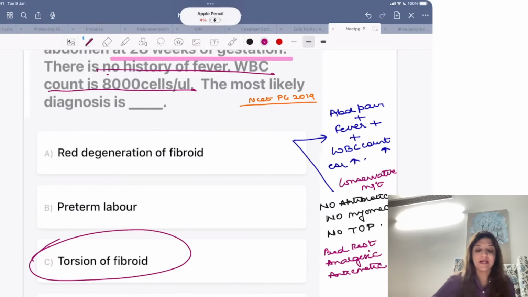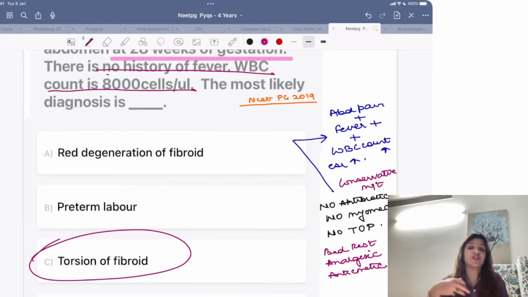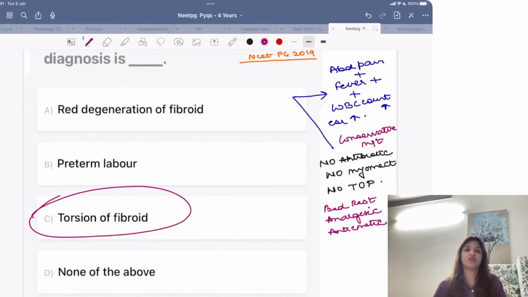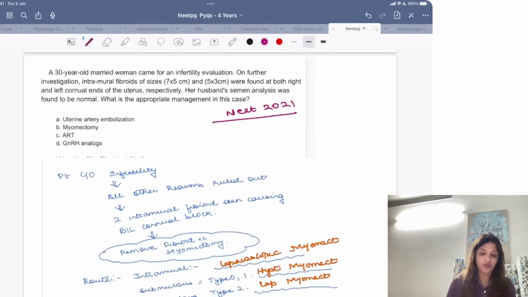In red degeneration, ESR will be high. In red degeneration, WBC count will be raised. Right? Now, whenever there is red degeneration, always you have to go for conservative management. Because it is an aseptic condition, in conservative management, do not give antibiotics. Just put the patient on bed rest, give her analgesics and give her antiemetics. Right? No myomectomy has to be done. No termination of pregnancy has to be done for red degeneration of fibroid. Clear? Next question.